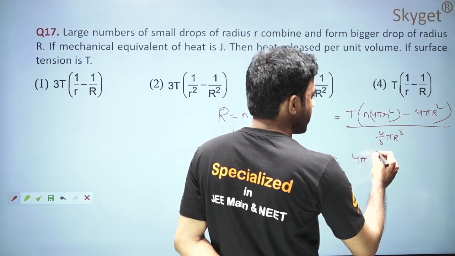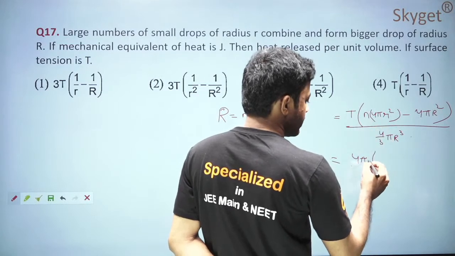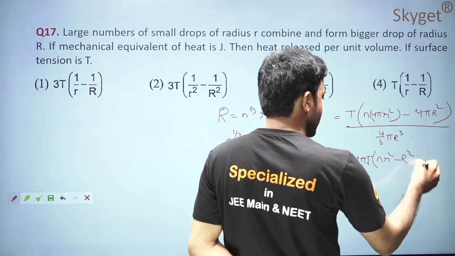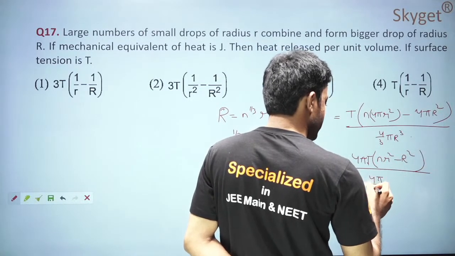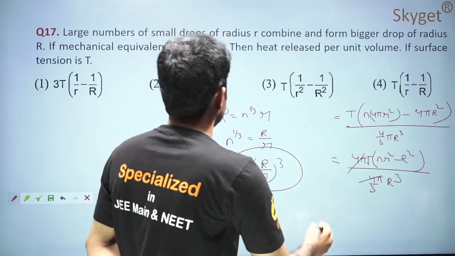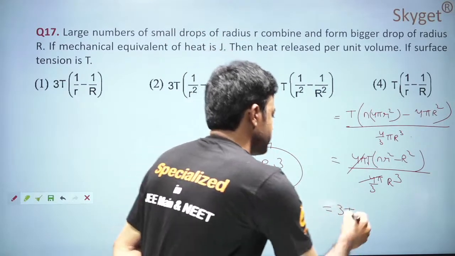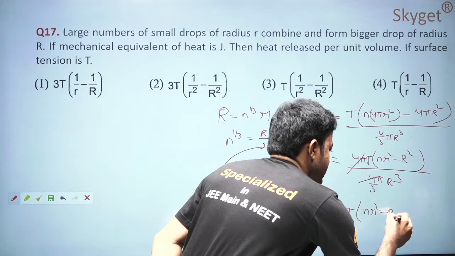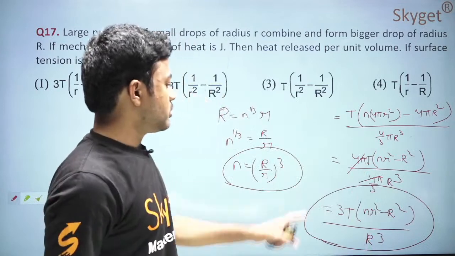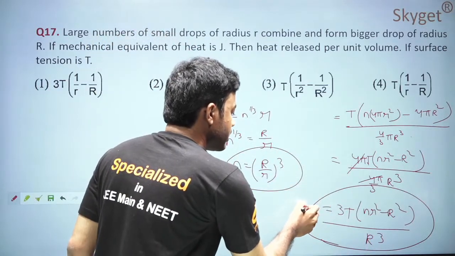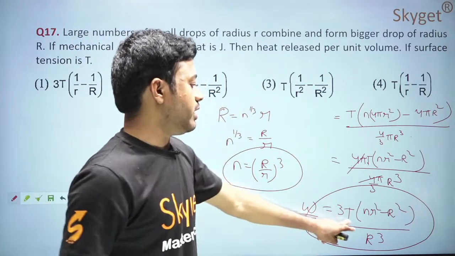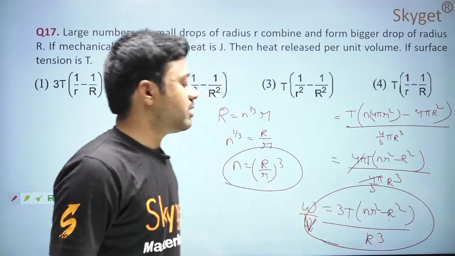If you take 4 pi as common, or else take t also here, then it becomes n r square minus capital R square by 4 pi r cube. So 4 pi will get cancelled, the 3 goes upwards, and we get 3t into n r square minus R square by r cube. This is the relation for the work done or the heat energy produced for the given volume V.